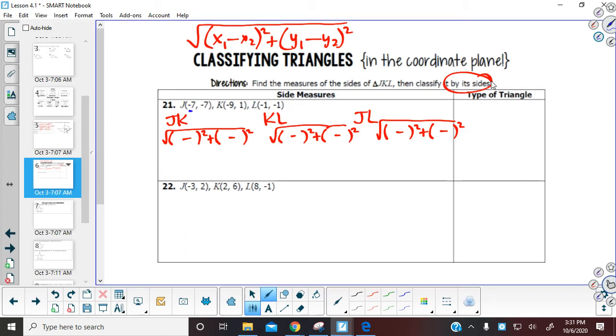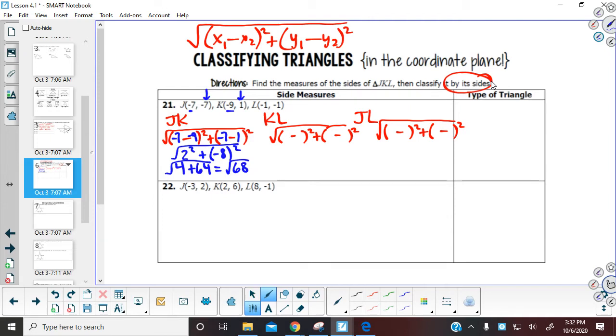So for your JK, you're plugging in your two values of X, so -7 and -9. In your other set of parentheses, you're plugging in your two values of Y, so -7 and 1. If I simplify the first set of parentheses, that turns into a plus, so -7 plus 9 gives me a 2, and then this will give me a -8 squared. And reminder, when you square a negative number, it becomes positive. That was something we missed a lot in the first unit. So this becomes a 4, and that becomes a 64, so that becomes the square root of 68. Now I'm going to leave it alone. I'm not going to worry about finding the decimals, and you'll find out in just a minute why.